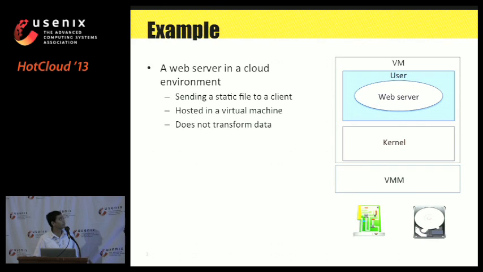So let's look at a very simple example where a web server is sending a static file on the disk to a client. In this case, the web server is hosted in a virtual machine monitor. I'm not sure why the colors are not properly displaying in this case. It's supposed to have different colors.